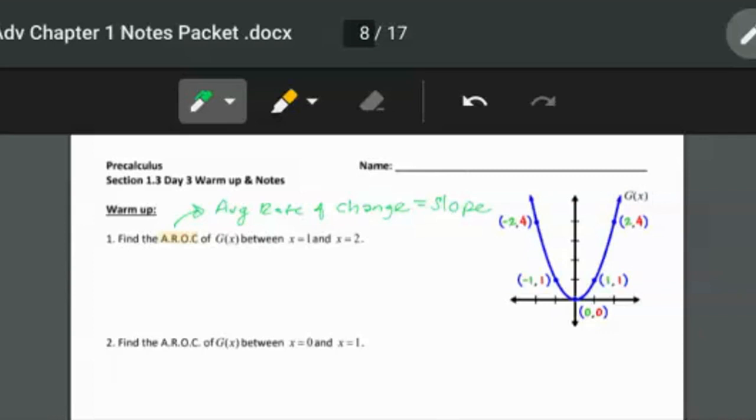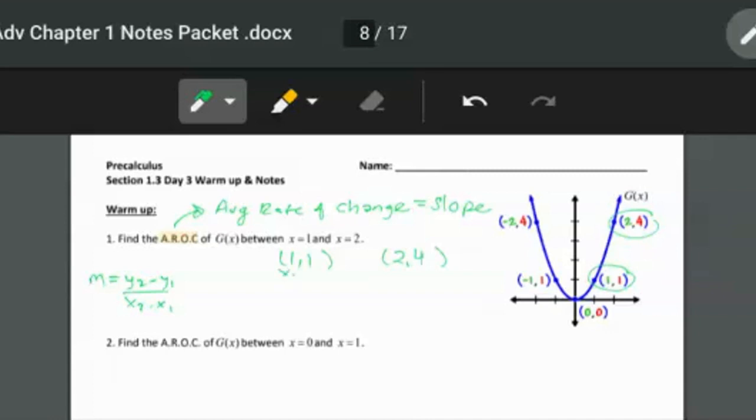So let's go over number 1, find the average rate of change or slope between x equals 1 and x equals 2. So remember, slope is just y2 minus y1 over x2 minus x1. You need 2 points. They gave us x values, but there's no y to go with these. So I think that's why we have this graph of g of x, so we can find these points. This point is 1, 1. And then if we go over 2, up 4, the other point is 2, 4.